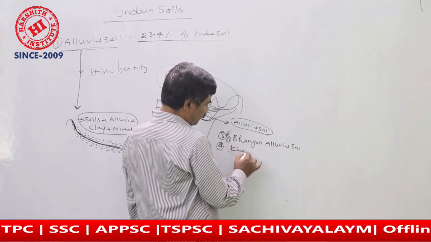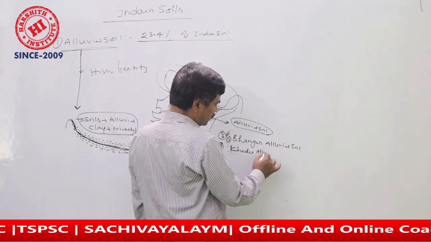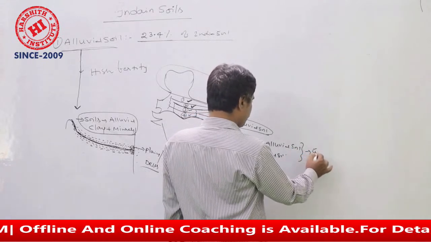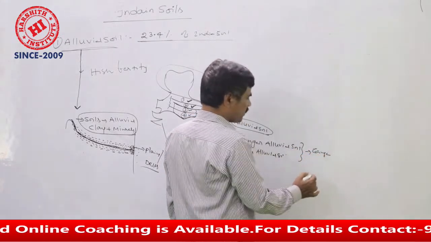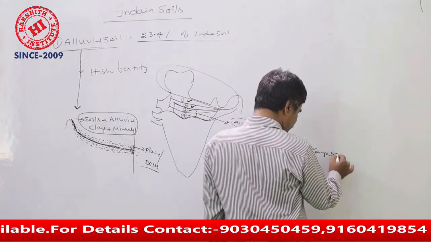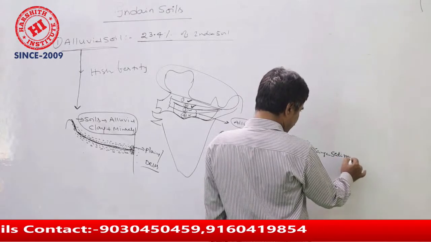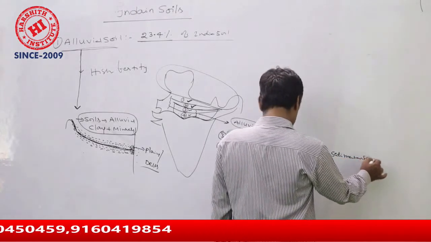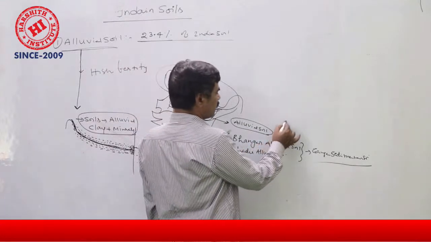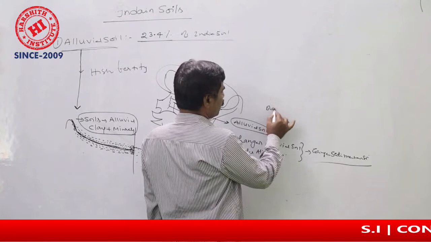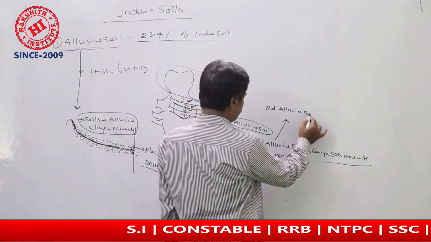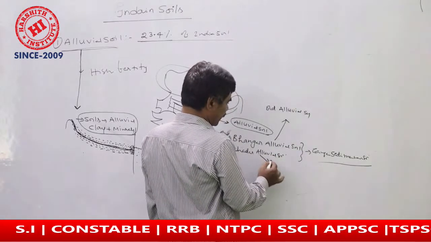Khadar alluvial soils. Both regions are deposited by the Ganga, sedimentary soils, right. Generally, Bangar alluvial soil is called old alluvial soil. And this is called new alluvial soil.